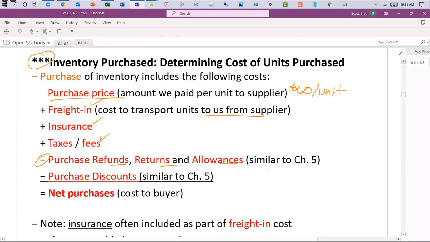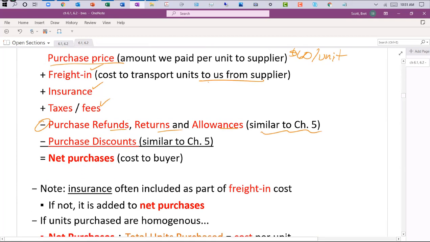So this is kind of similar to what we saw in chapter 5, only in this case, we're not the seller, we're the buyer. And if we get goods that are damaged or malfunction, we need to return those, in which case those need to be subtracted. And if we're offered things like 2/10, net 30, if our terms offer 2/10, net 30, we might get a discount if we pay early, in which case we want to deduct that from the overall cost. So net purchases, that's the cost that ultimately we are paying for a certain number of goods. And we'll go through an example of that in a second.